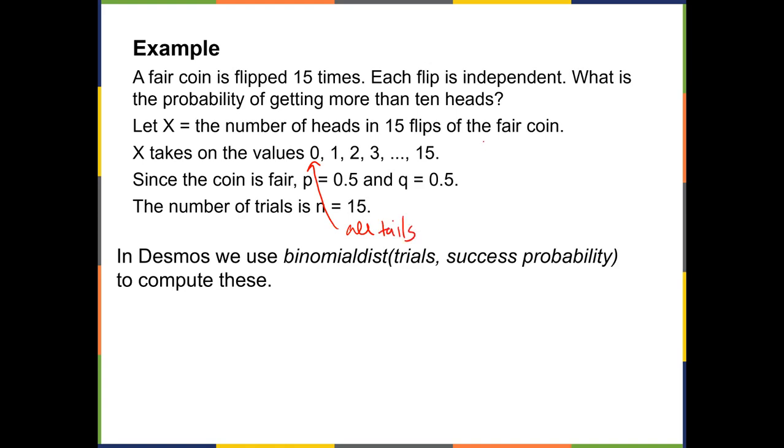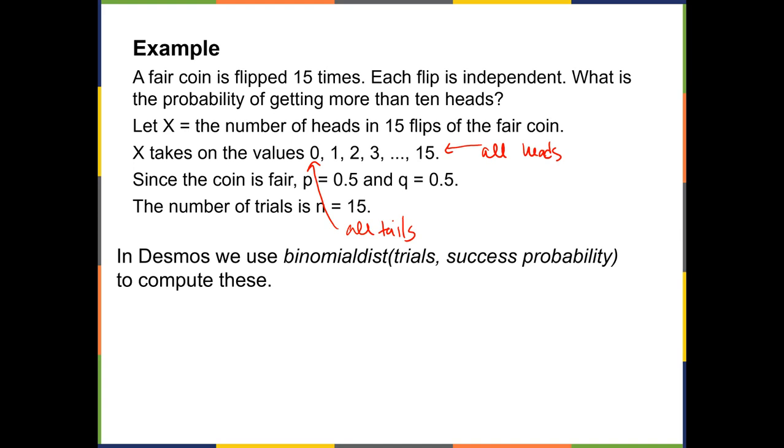And then 15 would be the one where you got all heads. Like every time you flipped it, it came up heads. And any of the values in between, discrete values in between, are possible. So you could have 3 heads and 12 tails, etc. Since the coin is fair, the probability of success is a half and the probability of failure is a half. And the number of trials we're going to be doing is 15.